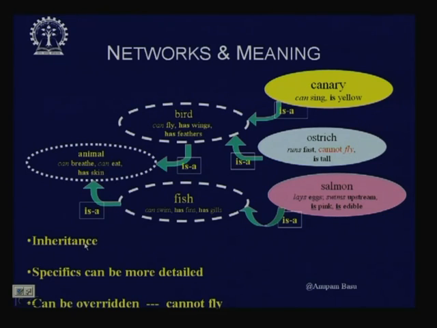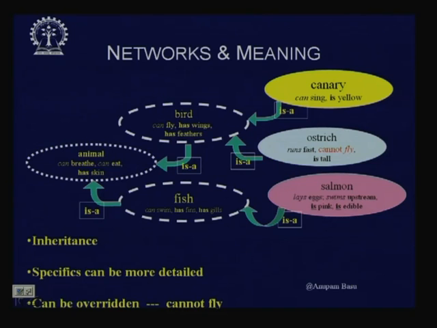Now there are three things that we have just shown. The first one is called inheritance. Inheritance means any child concept will inherit all the properties of the parent concept. So canary and ostrich will inherit all the properties of bird, salmon will inherit all the properties of fish, and in turn bird and fish will inherit all the properties of animal. That's the first thing. It is inherited with some exceptions. Specifics can be more detailed.